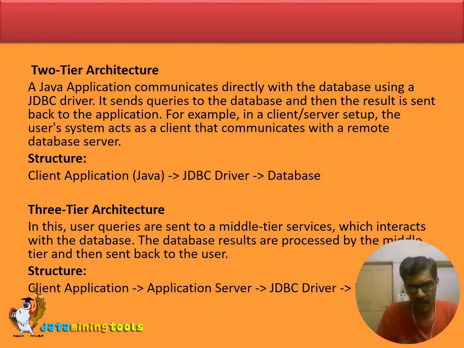In a three-tier architecture, what we see is the client is sitting on one computer, the application server and JDBC on another computer, and the database is on a third computer. So user queries are sent to a middle tier service, which interacts with the database. The database results are processed by the middle tier and then sent back to the user. So the client talks to the application server, and the application server interacts with the database, and the data is sent from the database to the application server, and the application server sends it to the client or the desktop computer. These are the two different types of architectures.